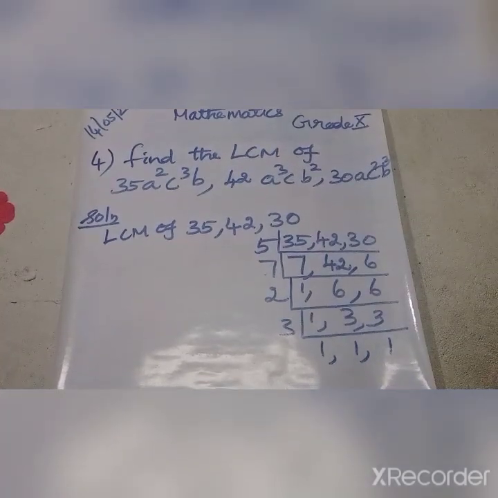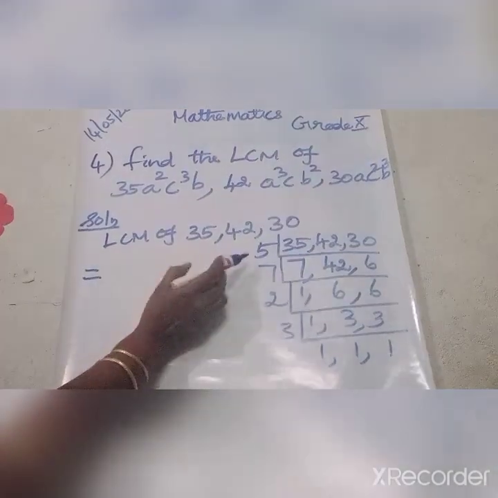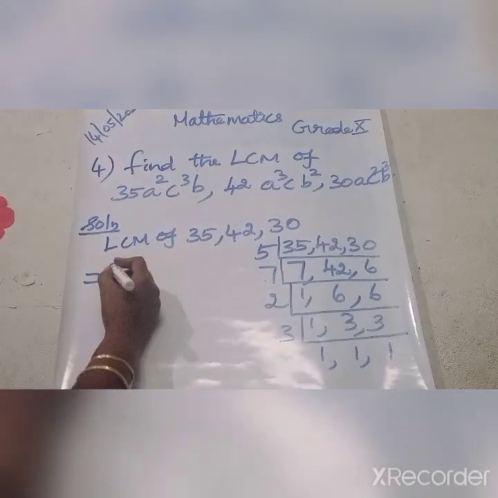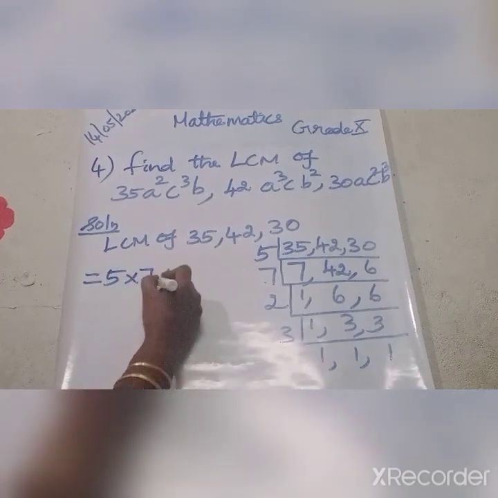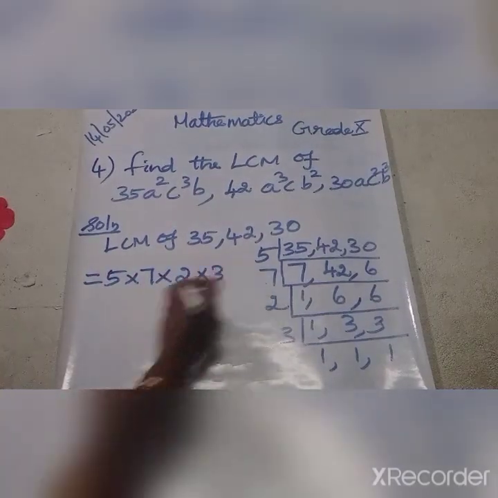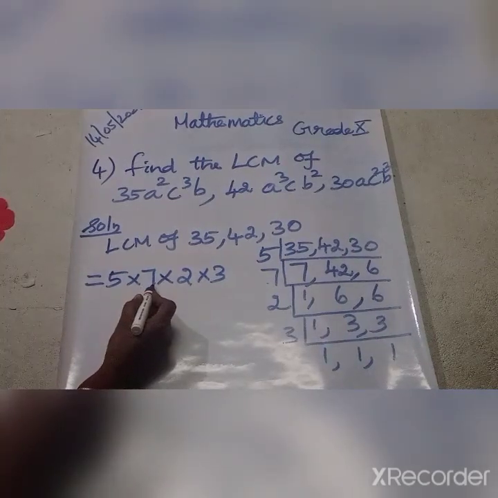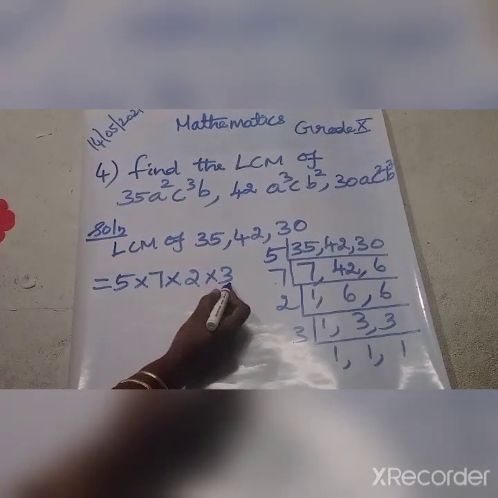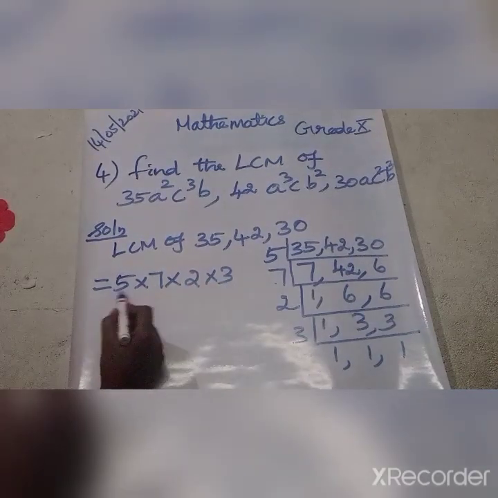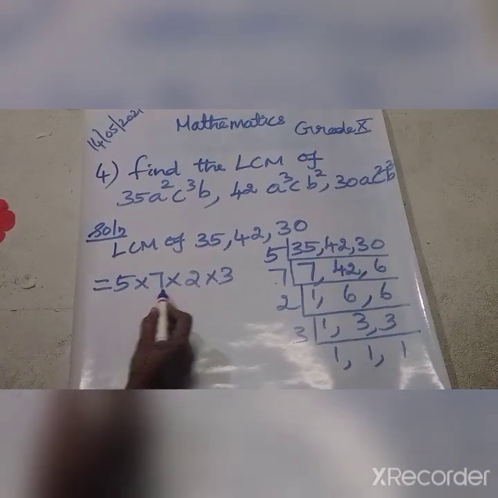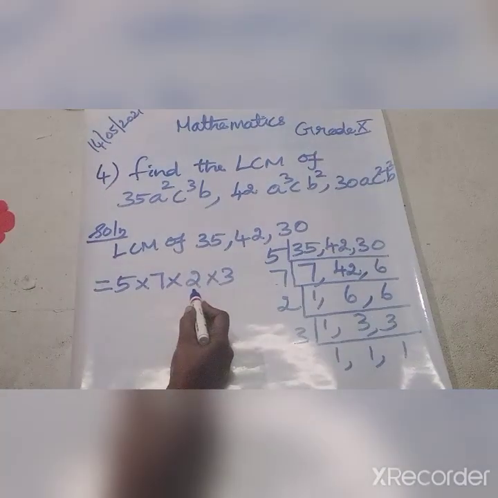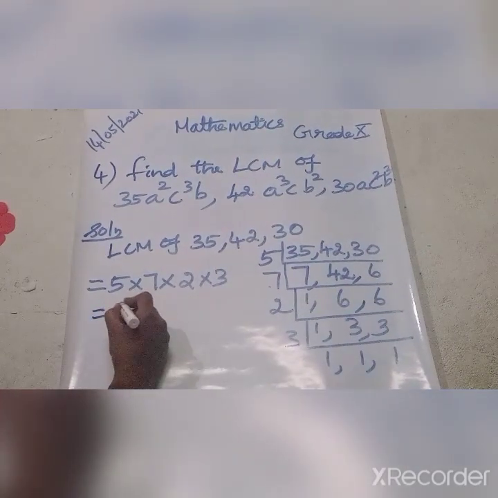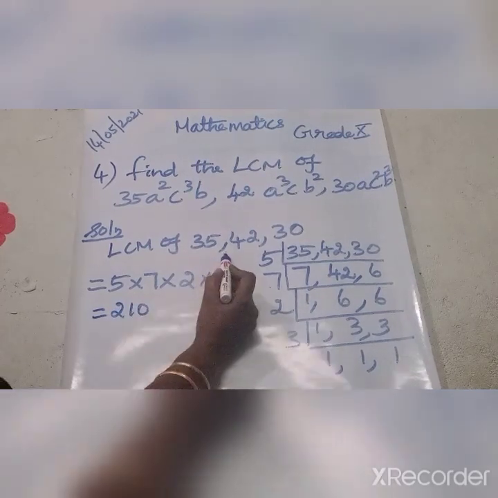Now, what are the factors we have? 5 into 7 into 2 into 3. We have to multiply. 5 7s are 35. 35 into 2 is 70. 70 into 3 is 210, which is equal to 210. This is the LCM for only the number terms.